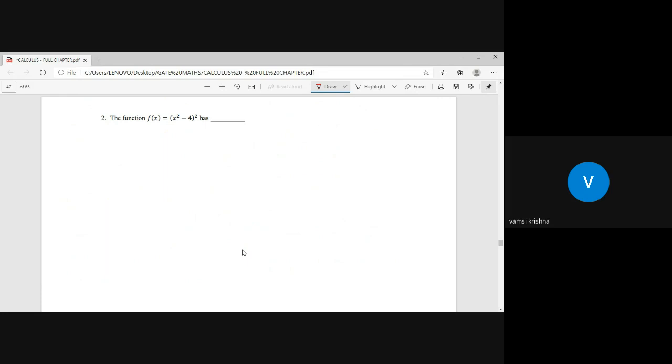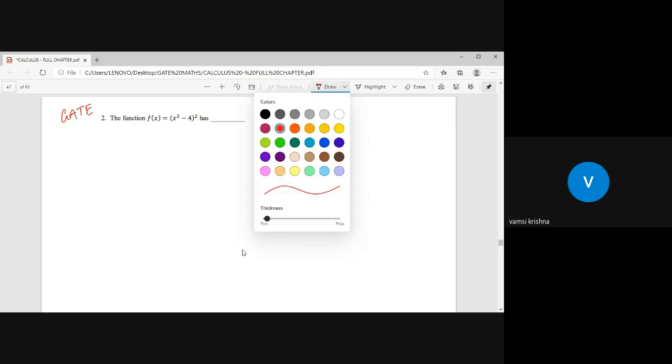The function f of x is equal to x square minus 4 whole square has. So this is a previous GATE question. They gave some options. It has two maximas, three minima. So how many maximas, how many minimas? That is the actual question. If you see the options, you can understand the question better. So let us find out the maxima minimas for this relation.